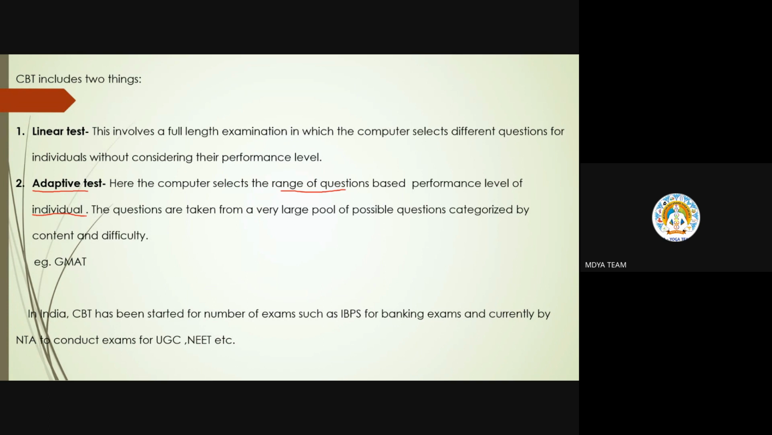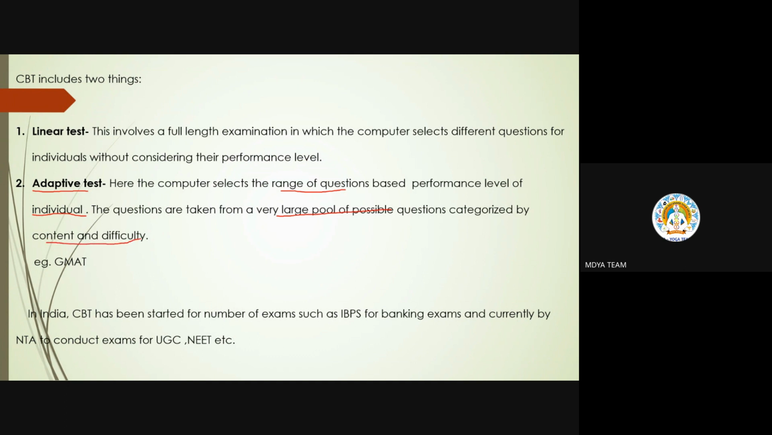Or just imagine a situation like a game which is app based. There are levels in that game. Like if we play crosswords, there are levels: level 1, and if you're performing well, then level 2. In order to get to level 2, level 3, level 4, you have to clear the previous levels. So adaptive tests are those in which the questions are taken from a very large pool of possible questions categorized by content and difficulty.